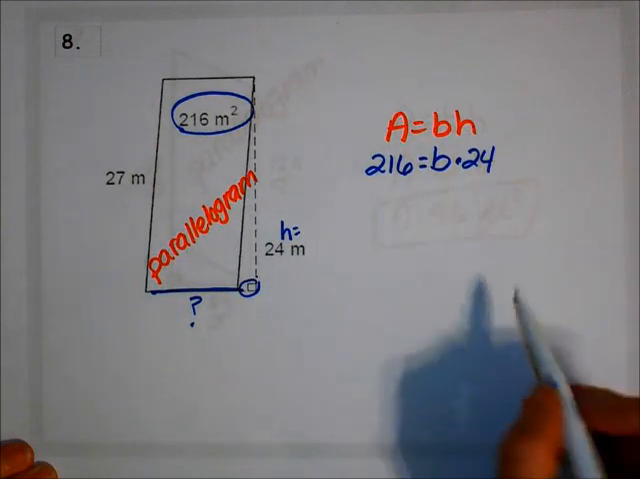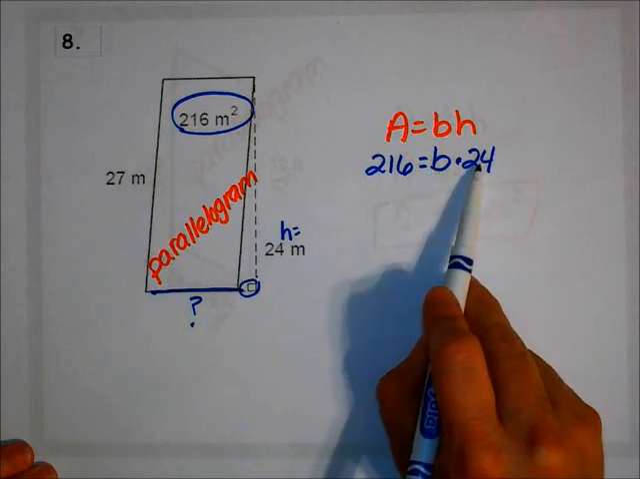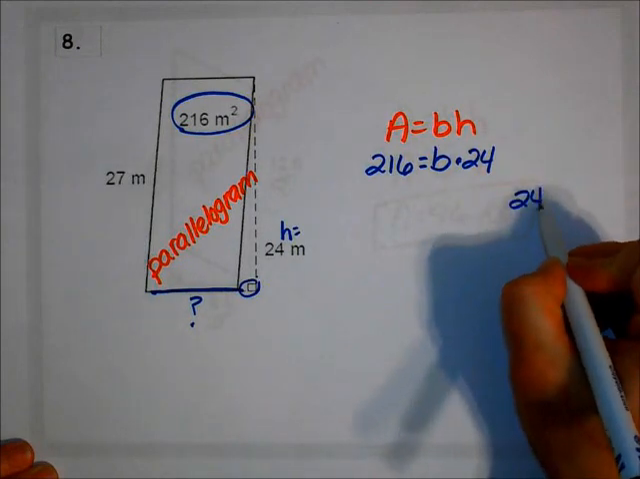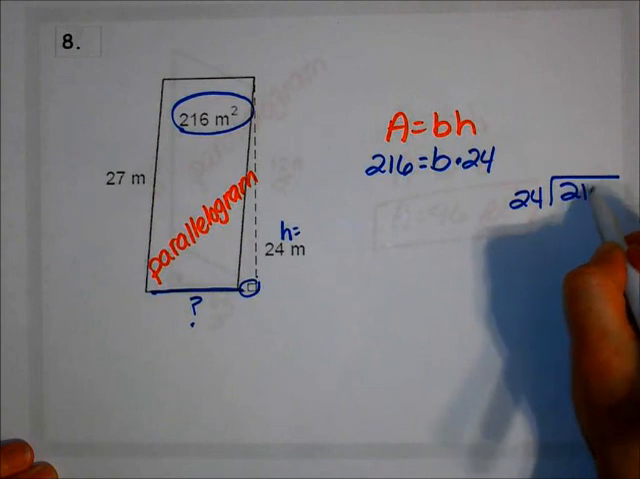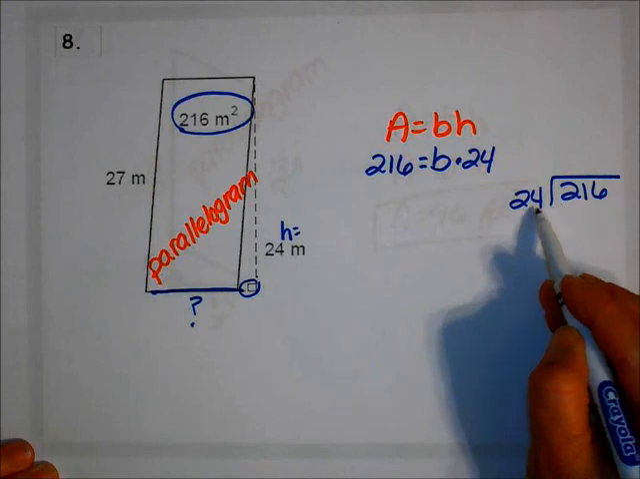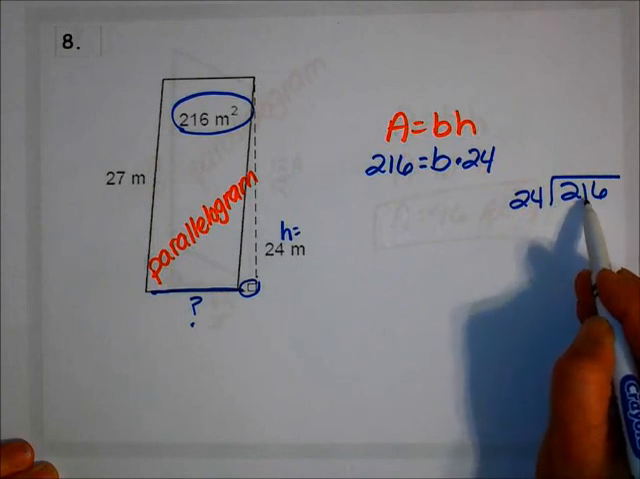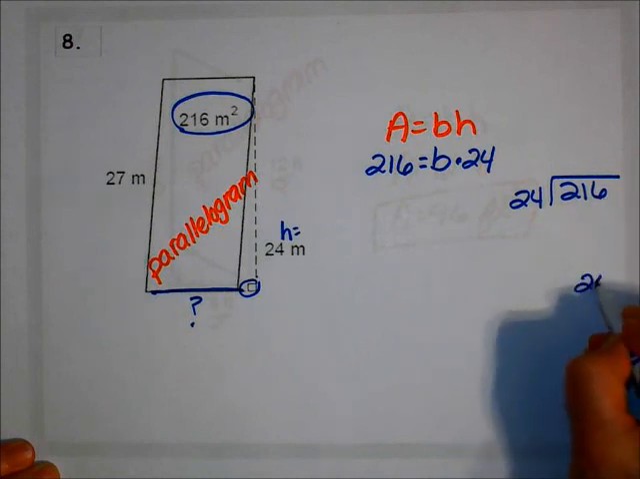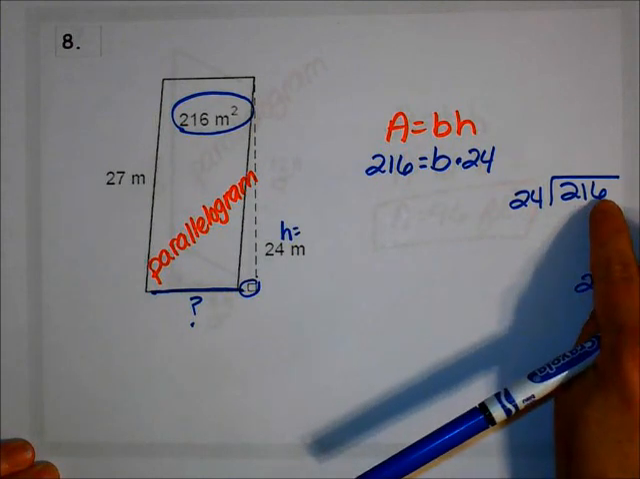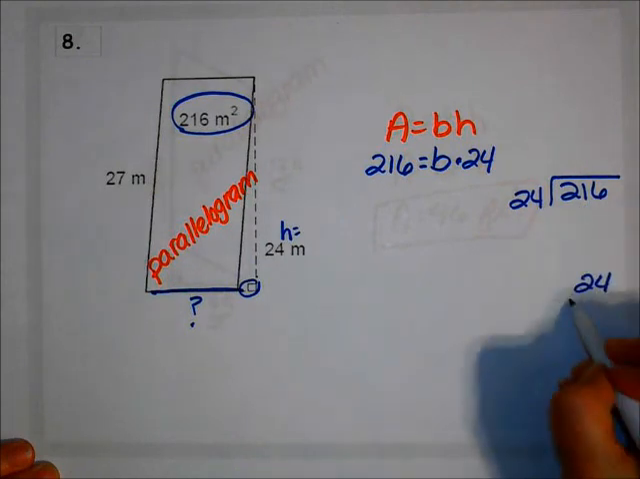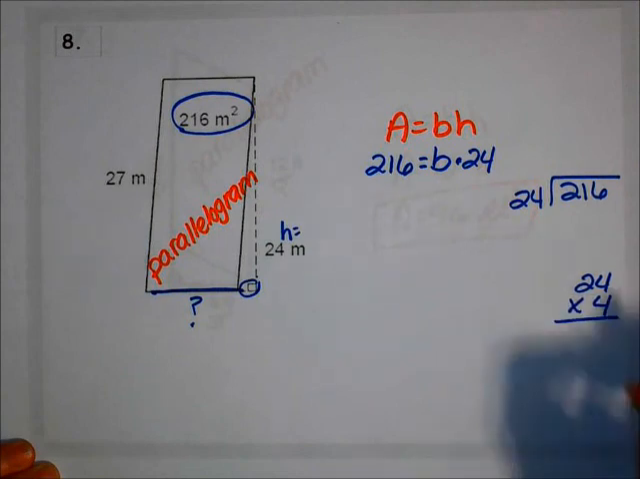So now I have to figure out what number times 24 equals 216. So I can solve that as a division problem. I can see how many times 24 divides into 216. Since I know 24 won't go into 2 or 21, let's guess and check to figure out how many times it will go into 216. I know that I wanted to end in a 6, and I know that 4 times 4 is 16 and ends in a 6, so I'm going to start with 24 times 4.